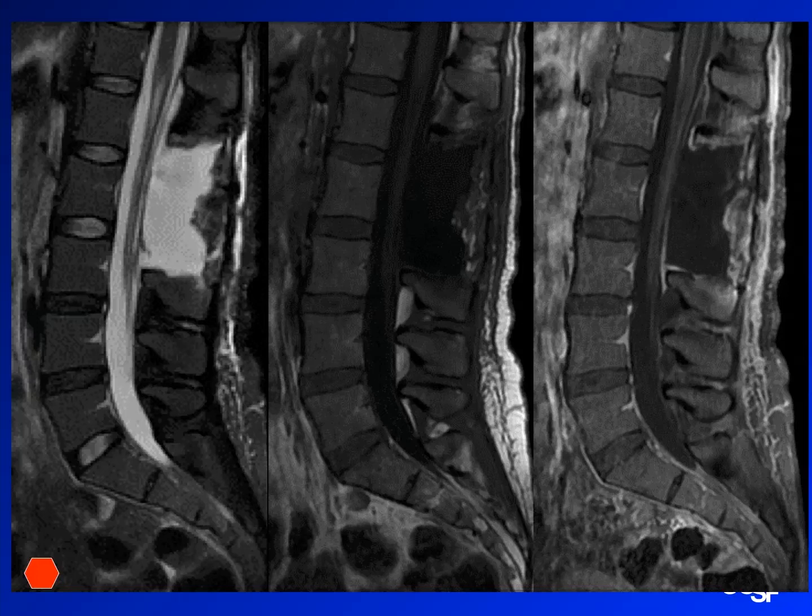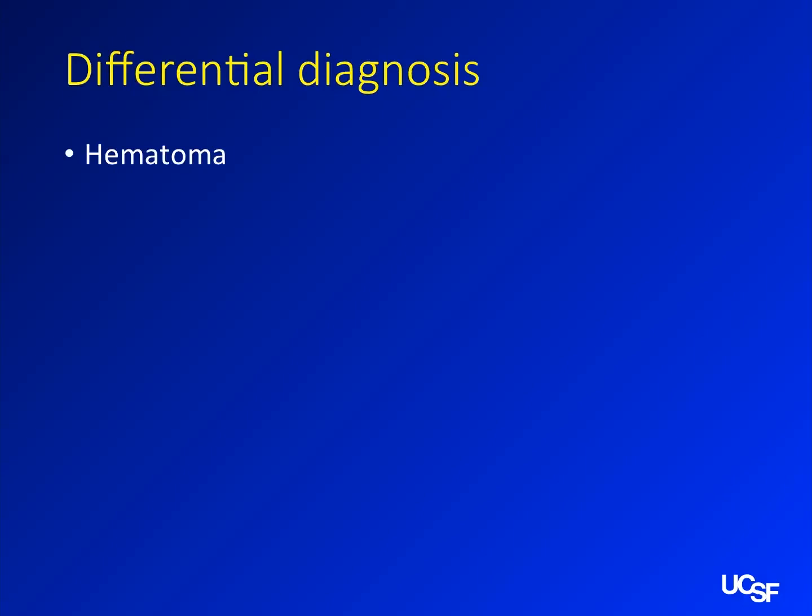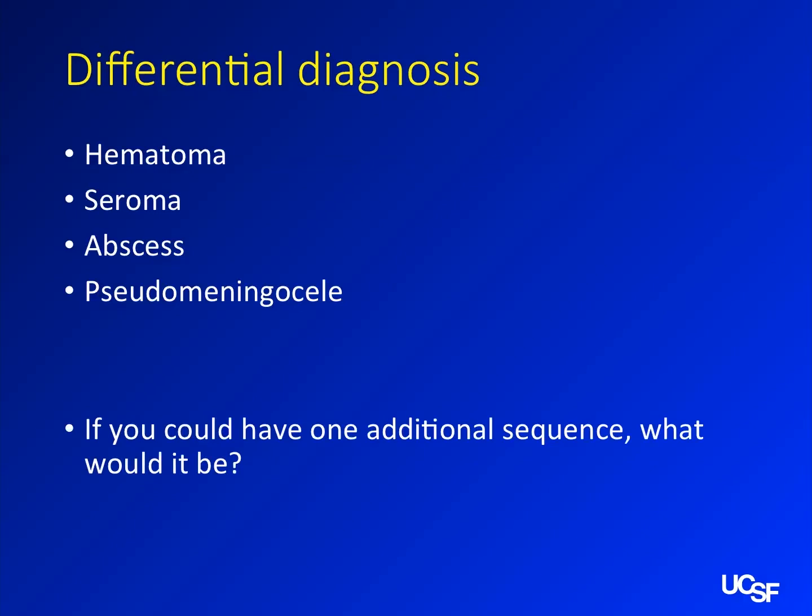Yeah, and there's a fluid collection there. That sort of gives you your differential. I mean, you're sort of on it right there. You can have a pseudomeningocele, so you can have a CSF leak from there, and that'll be a pseudomeningocele. So if you could do one other thing, what would you want it to be? You get one other sequence, and you can call in your friend who's offered to help you.